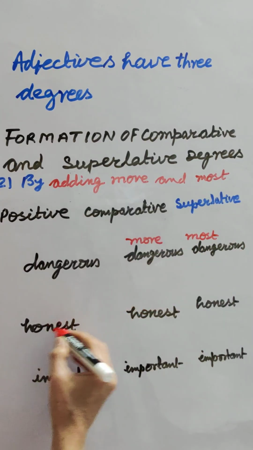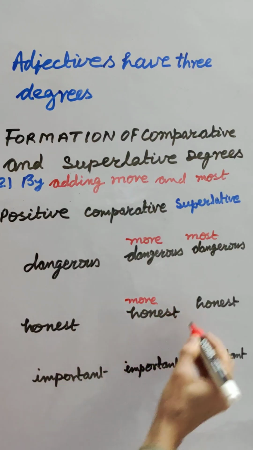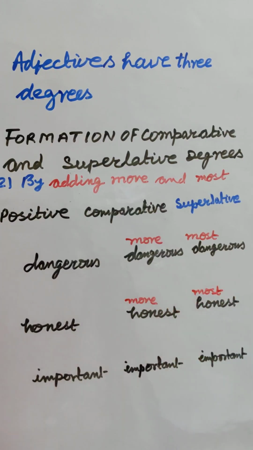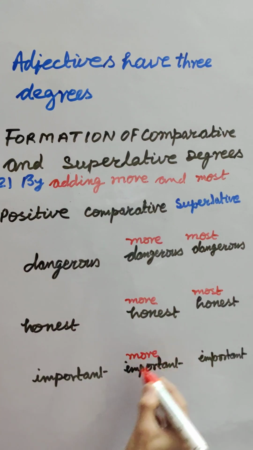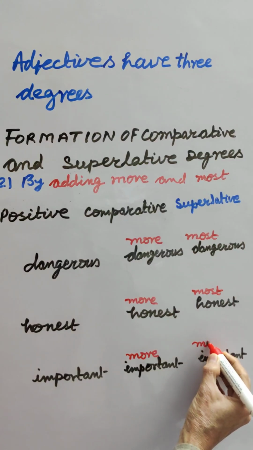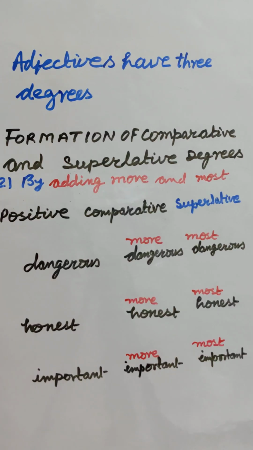Similarly, for honest, we write more honest for the comparative and most honest for the superlative. So as with important, for the comparative we write more important, and for the superlative we write most important. This question is the most important. This way, we make positive, comparative, and superlative degrees.